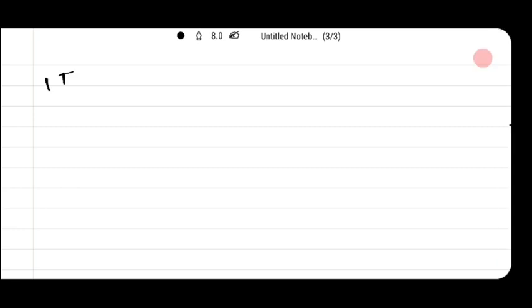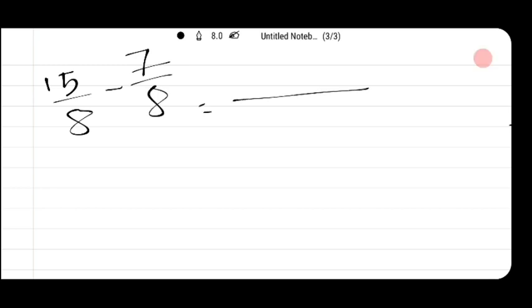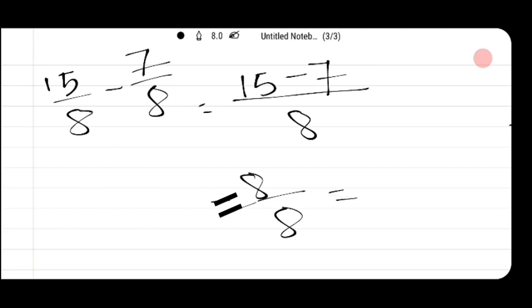Let us take another example. 15 upon 8 minus 7 upon 8. I have also told you that if the two numbers are same, the LCM should be the same number, that means 8. Now we can simply subtract the numerators, that means 15 minus 7 equals to 8 by 8, 8 ones are 8, so 1 is your answer.